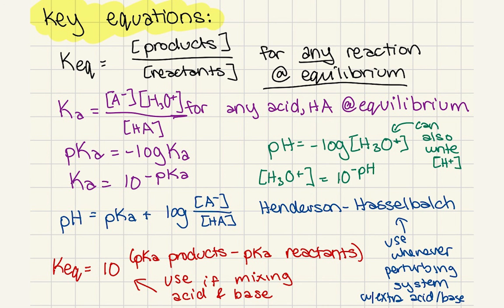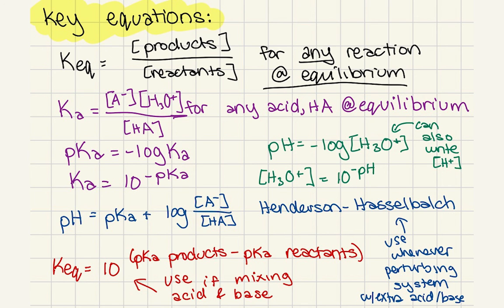So that was the Ka and the pKa and the pH. And you can actually combine all three of these, using something called the Henderson-Hasselbalch equation. We're going to use this whenever we're perturbing a system with extra acid or base. So basically, you don't just have that one thing in there. You're going to adjust the pH with something else.